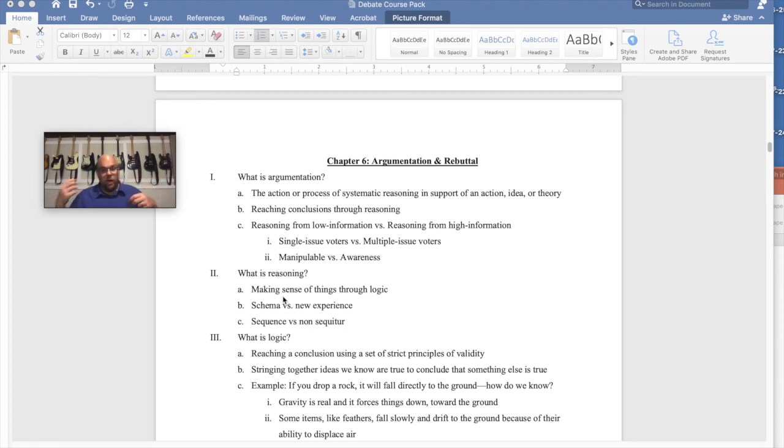Versus a brand new experience. The first time you've done something, you don't know what to expect or how it might go. So you don't have as solid a ground to make a conclusion on. And then last, what is logic? That's, again, applying things that you know to be true to a certain situation, putting it in context, and then reaching a likely conclusion, but it's not foolproof or perfect.